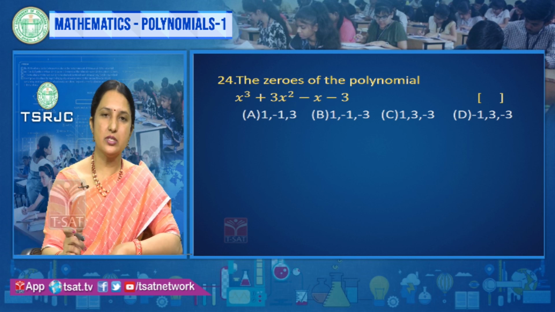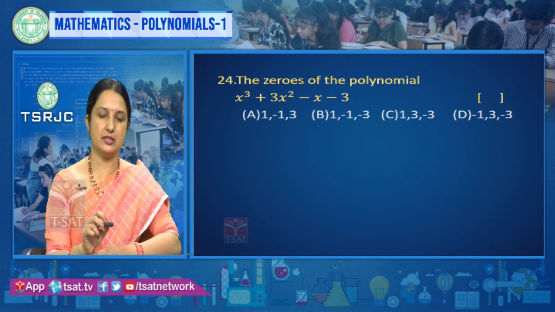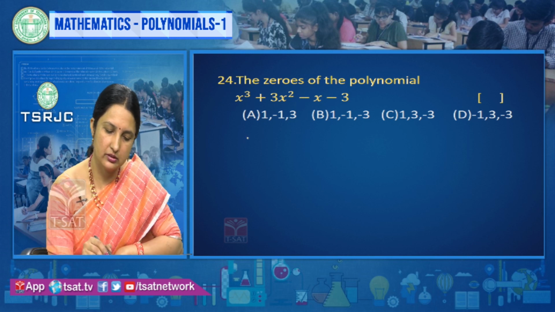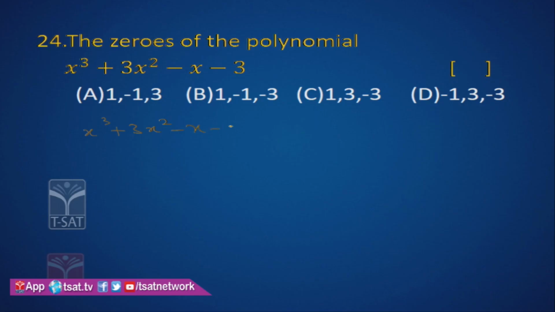Next, the zeros of the polynomial x cube plus 3x square minus x minus 3. In this, what are the zeros? x cube plus 3x square minus x minus 3 equals 0. Observe these two terms and these two terms. In this, what is common there? x square is common. Bring this out. What you will get? x plus 3. In the last two terms, minus 1 is common, that you bring out. Then what you will get? x plus 3.